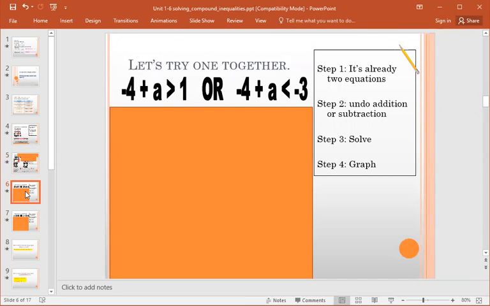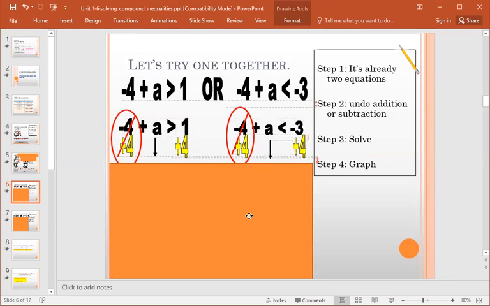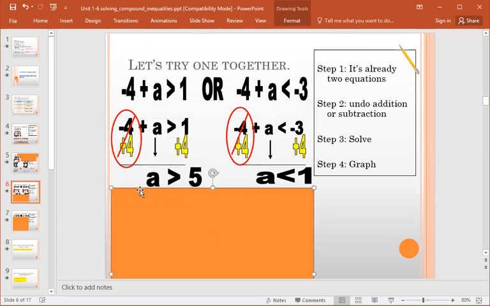Now, when they have "or," we said that it's going to go in two different directions. So step 1, we're going to keep those as two different equations. We're going to undo addition, subtraction, solve, and graph. So in the left, I want to subtract 4. And in the right, I am still going to subtract 4. So in my left equation, I end up with a greater than 5, and in my right equation, I end up with a less than 1.